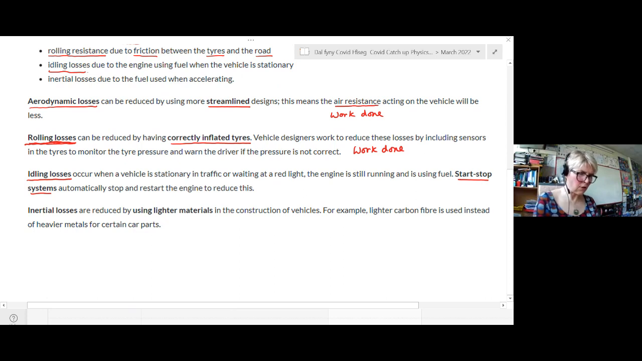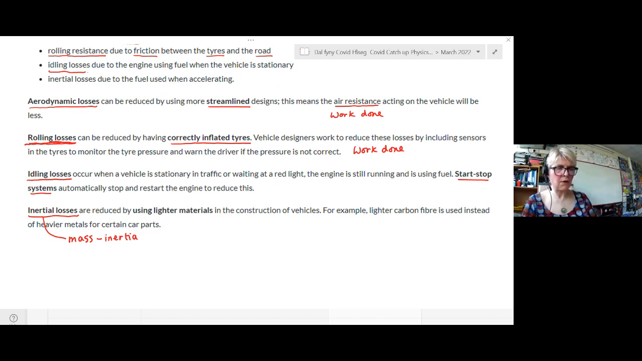And then inertial losses, well, look back to what is mass. Mass is inertia. It is that resistance to change in motion. So if something has a very high mass, then it has a very high inertia, and the resistance to change in motion is very high. So if it is moving already, it's going to be really hard to bring it to a stop. You need a lot of force to bring a heavy object to a stop.